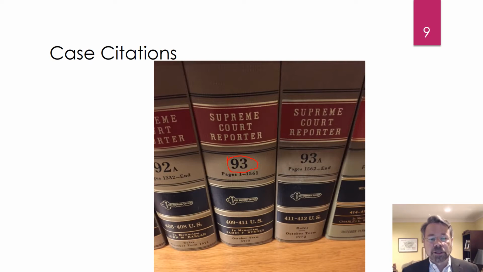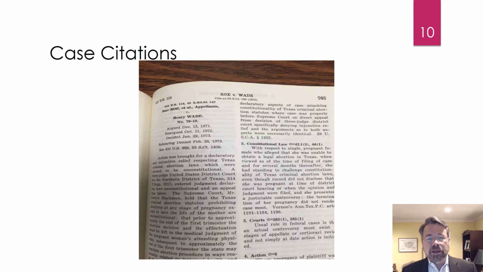But anyway, looking at how we decipher a case decision, here is the number of the volume. And in this case, it is 93. It is the 93rd volume of the U.S. Supreme Court Reporter, and it also contains within it, in a dual or parallel sort of citation, volumes 409 through 411 of the U.S. Reporter. All you need to know pretty much for this process is that this is the 93rd volume of the Supreme Court Reporter.